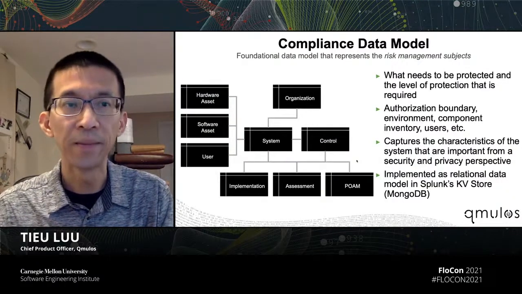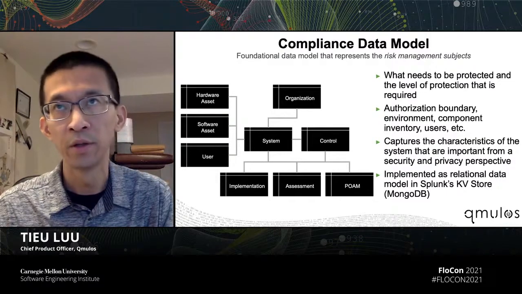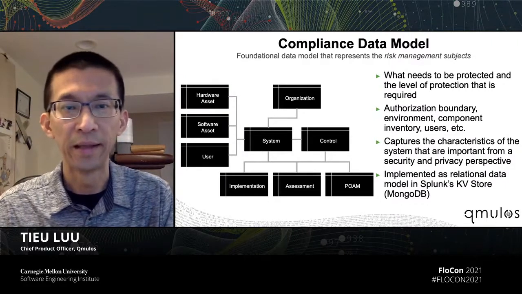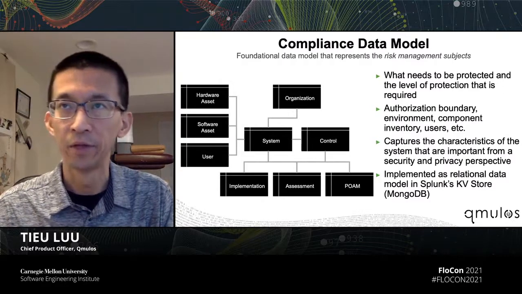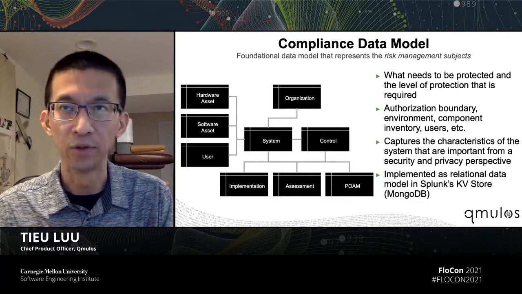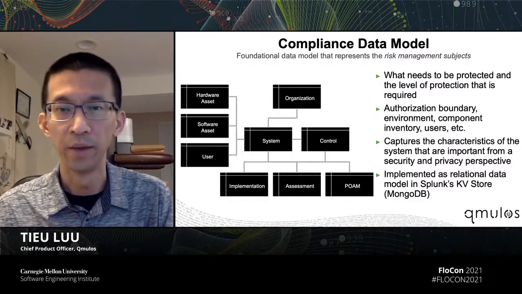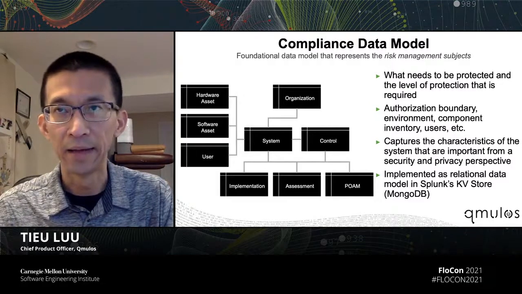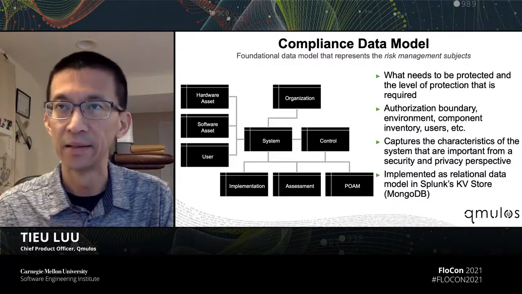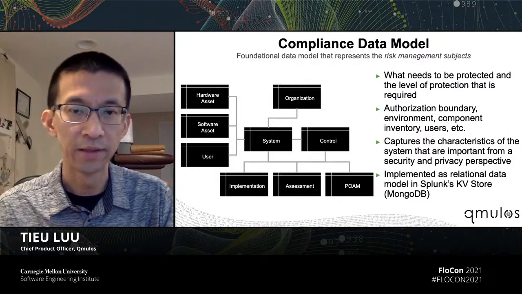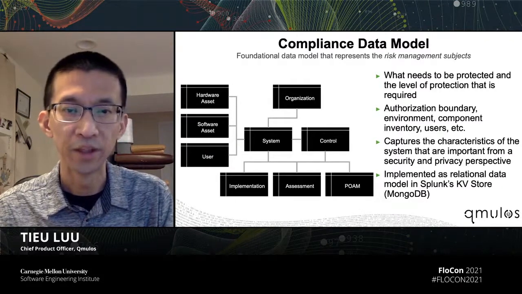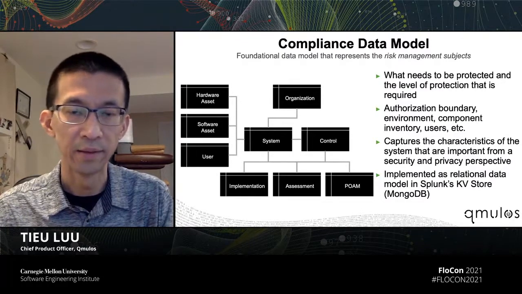As I mentioned, there are two data models that are the foundation for implementing this solution. The first one is the compliance data model. This data model represents the objects that need to be protected, what needs to be protected, and the characteristics that define the level of protection that's required. So this captures the information that allows you to baseline your system, categorize your system from step one of the RMF process. In addition to that, it allows you to define your authorization boundary, i.e. what individual hardware and software assets comprise your system. And it captures the characteristics of those that are important from a security and privacy perspective. All of this is implemented as a relational data model in Splunk's KV store, which behind the scenes is just MongoDB.